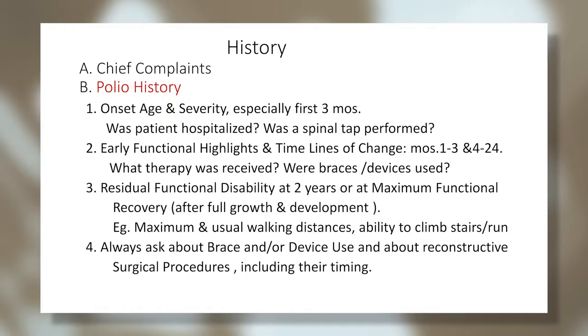Then a fourth aspect of your polio history that is very important is to specifically always ask about braces and device use, meaning crutches, canes, wheelchairs, and about reconstructive surgical procedures, including their timing relative to how old the person was and how many years after their recovery.